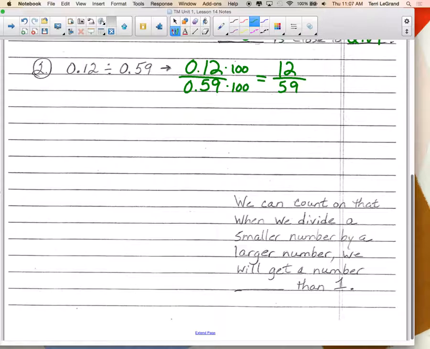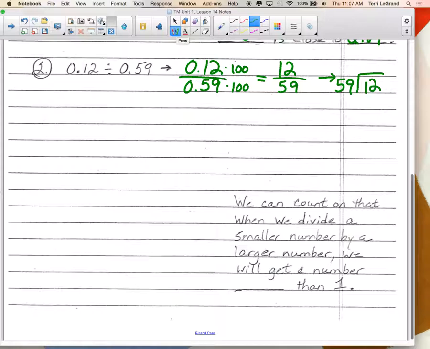So our division problem really looks, we just renamed it as, where's the 12 go? In or out? Out. And where's the 59 go? In. Okay. Did I say it wrong there? 12 divided by 59. We might have just said that wrong.